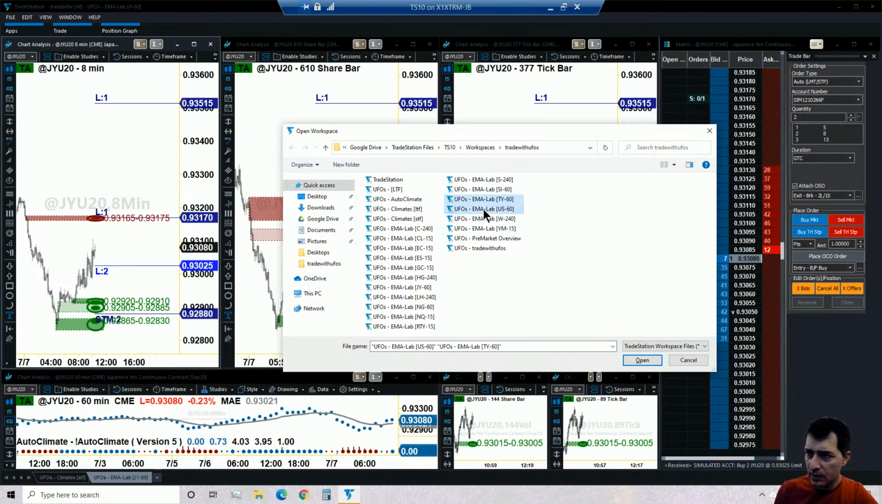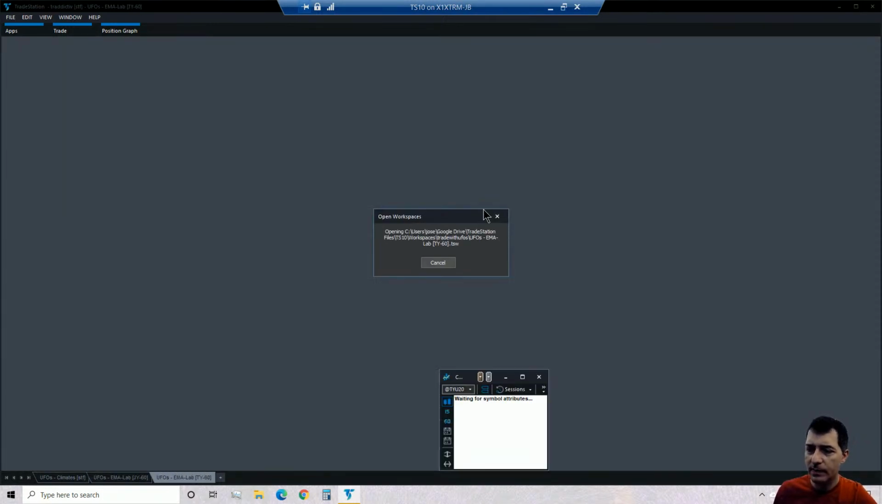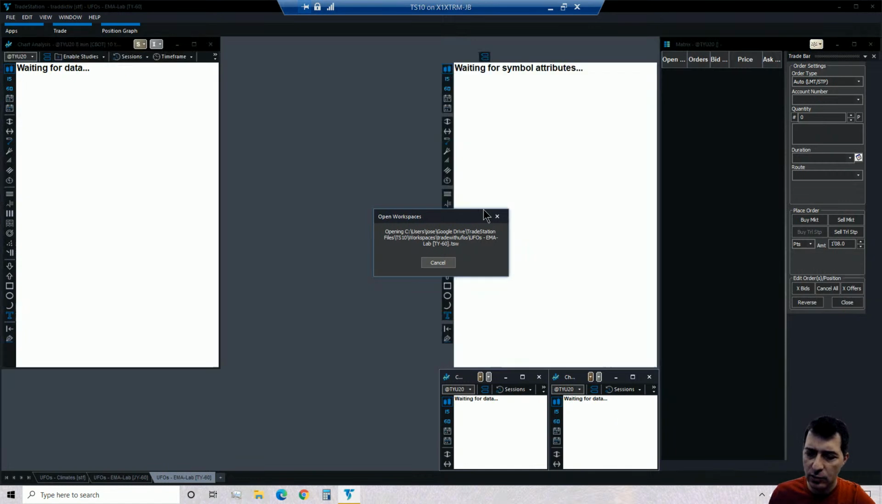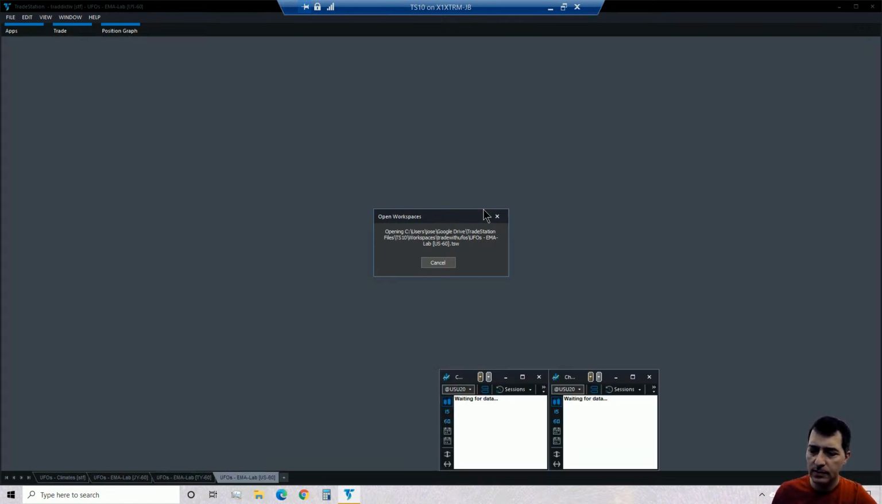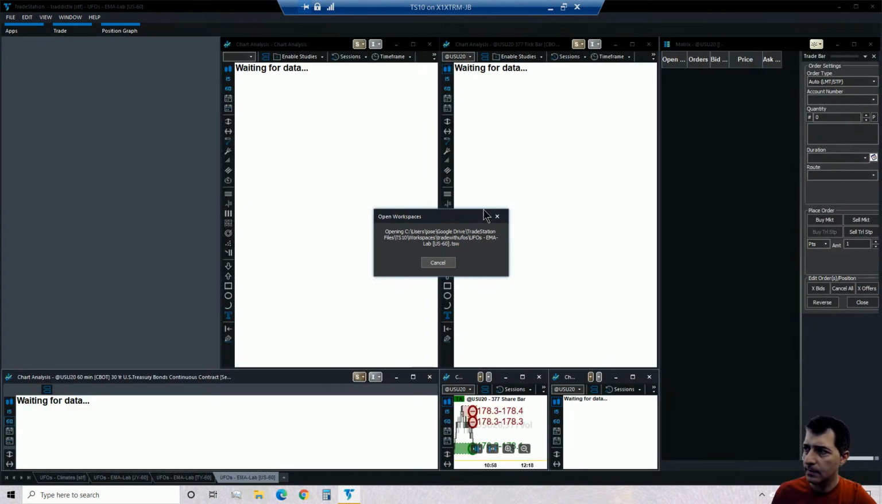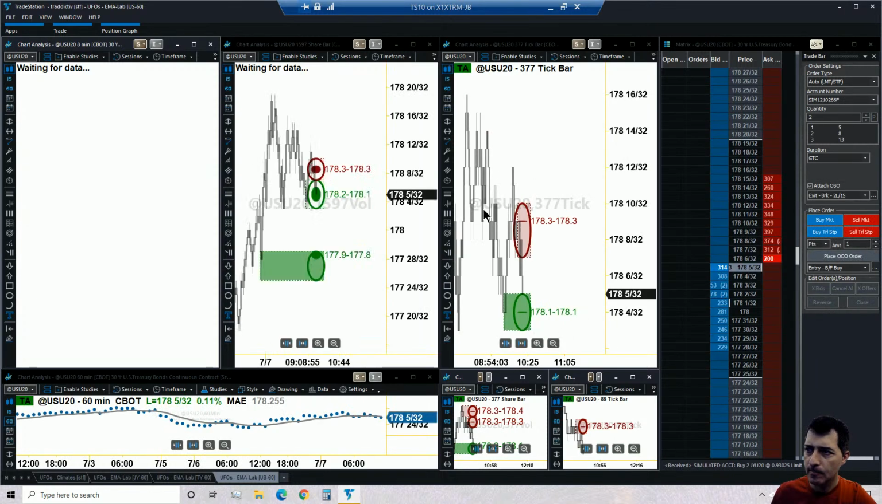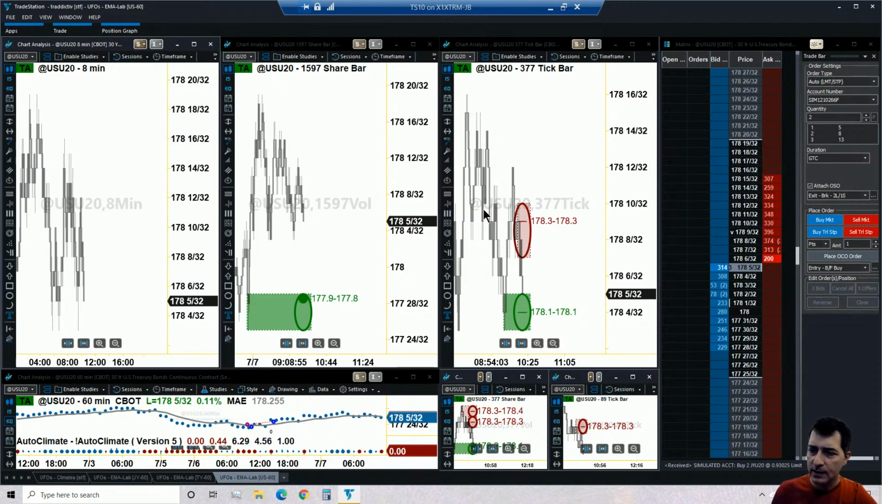10-year note and US. Here we go. Let's open those workspaces and let's do the planning for those trades. Here we go. So with the US, and by the way, I took a trade with the US yesterday. You can see it here. Okay, and it was a trade that ended up with a small profit.